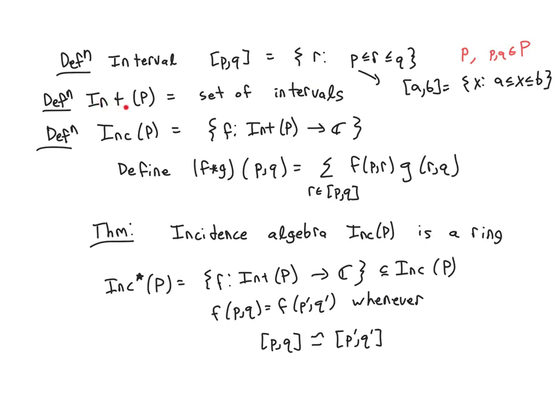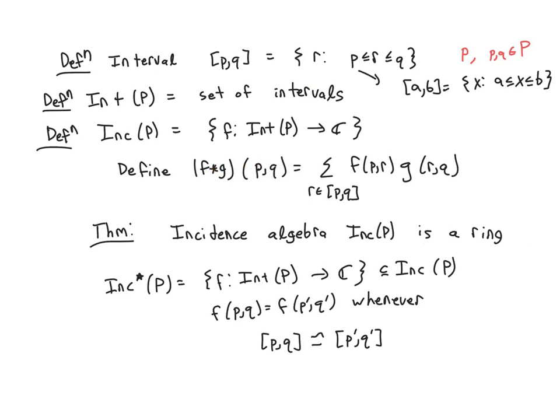We're going to let int of P be the set of intervals. And the incidence algebra is going to be the set of all functions from intervals of P to the complex numbers. And we're going to define a multiplication operation on the incidence algebra. So that means f times g is going to be another function from the intervals to C. How would you define that? Well, you have to define what it does on an ordered pair PQ.